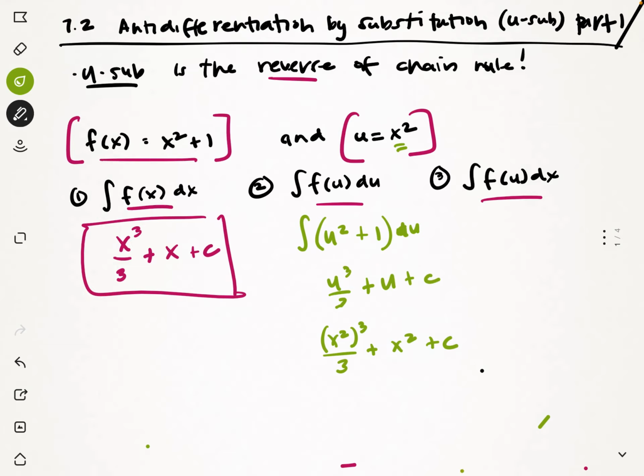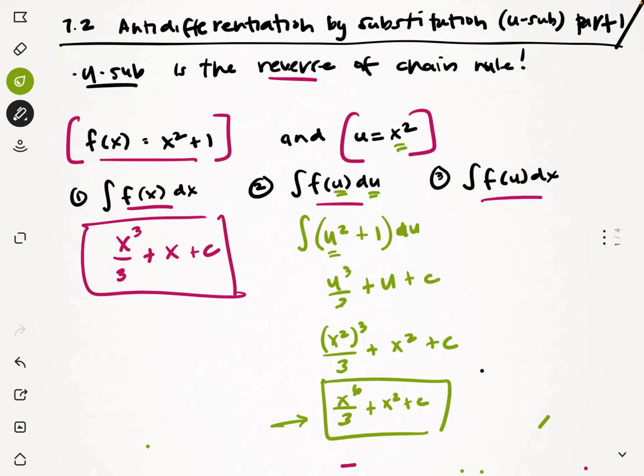And then that becomes x squared to the third. Power rule means we're multiplying our exponents. So power to a power, that's going to be x to the 6th over 3 plus x squared plus c. Okay, so notice because we're doing it with respect to u, we had to put it in terms of u first, then do the antiderivative with the u in there, and then we plugged in our x at the end.